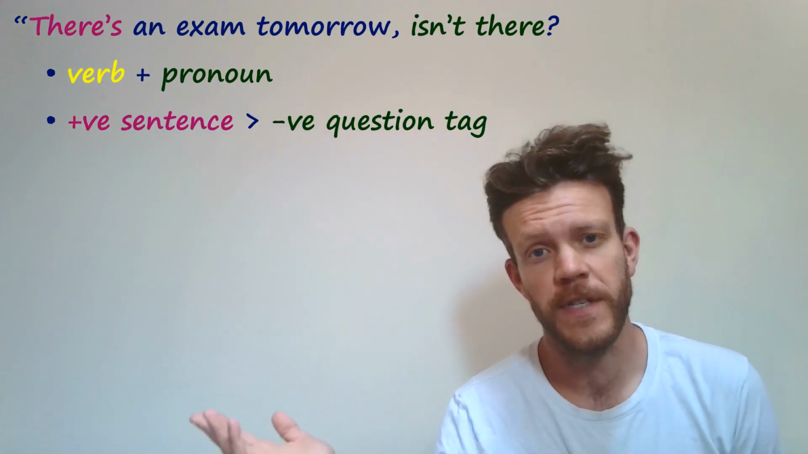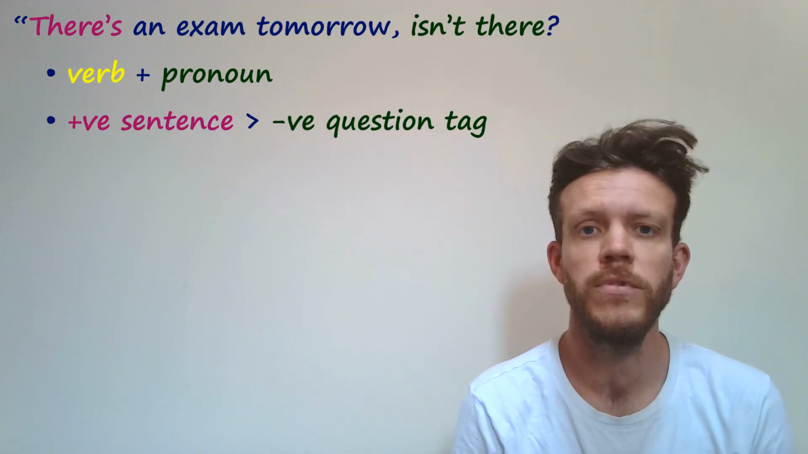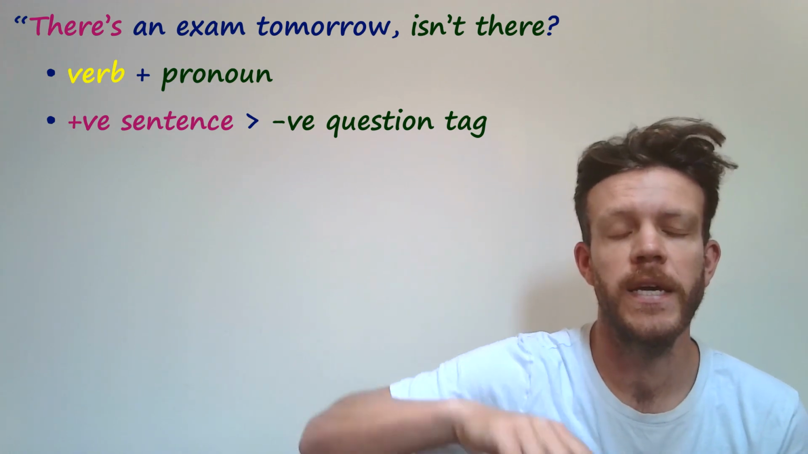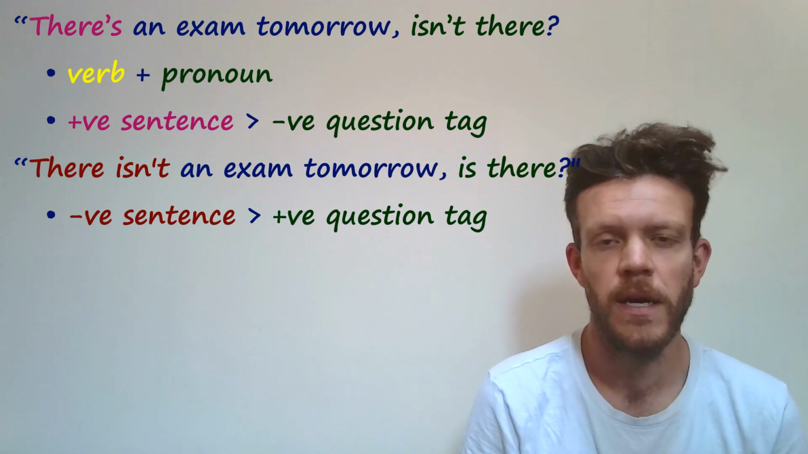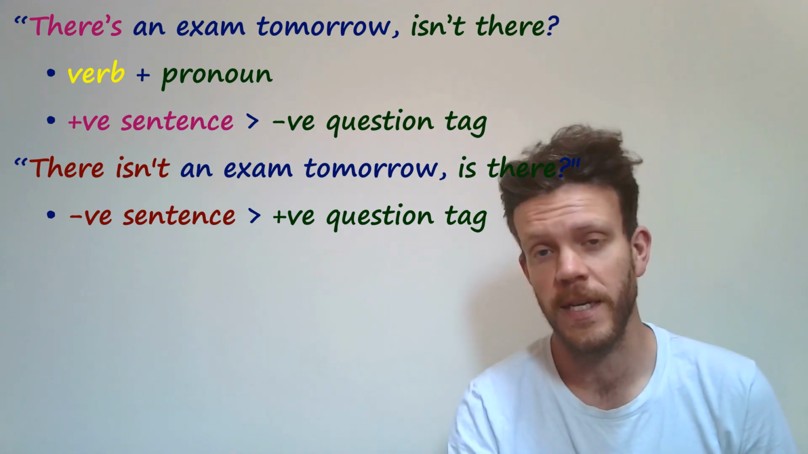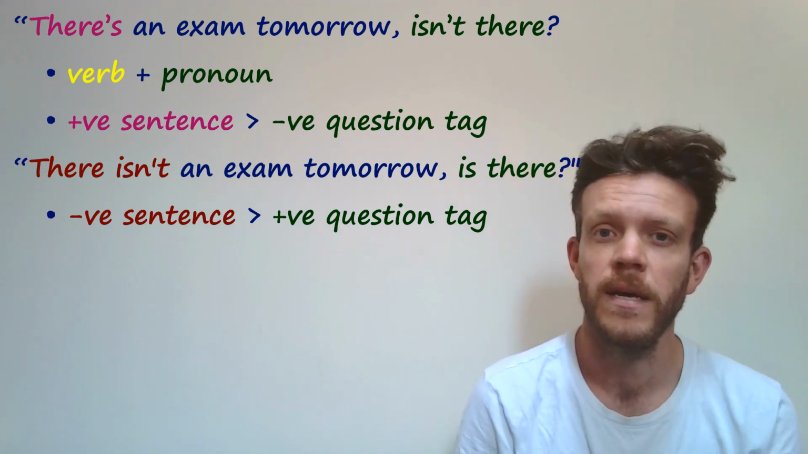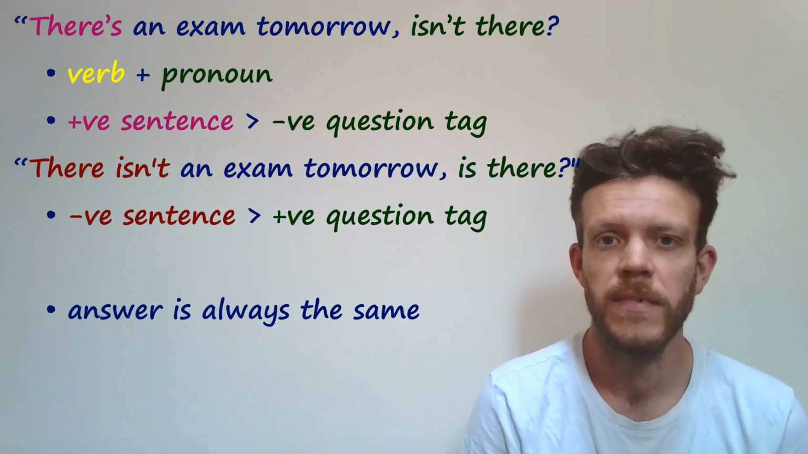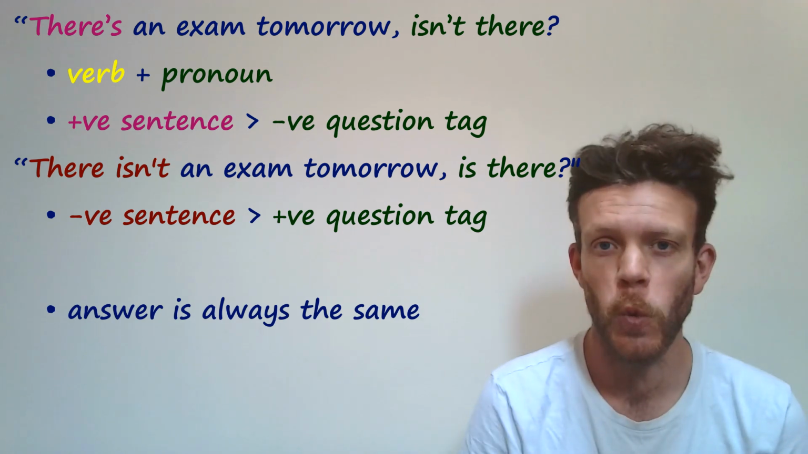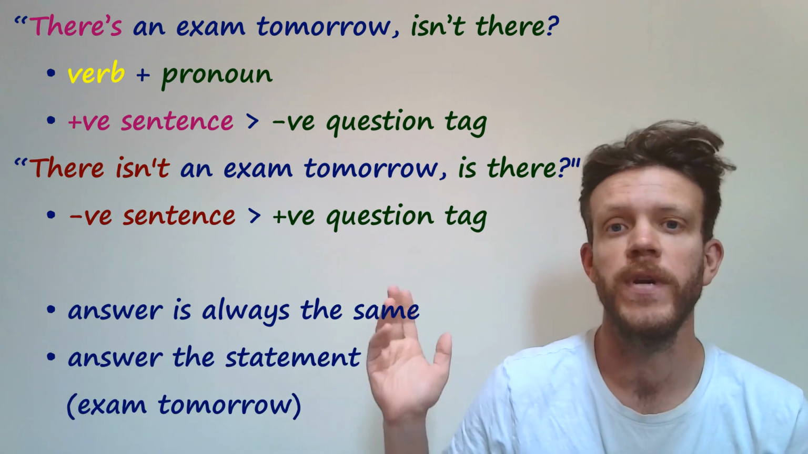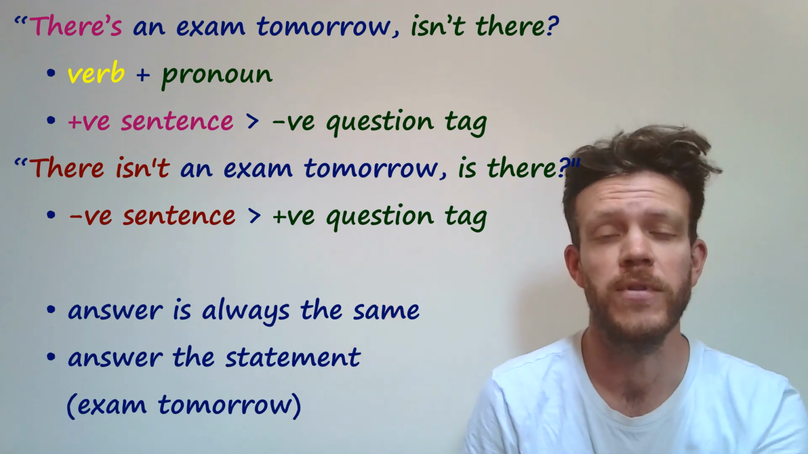If there's a positive sentence, like the example, you're going to use a negative question tag. If it's a negative sentence, use a positive question tag. For example, there isn't an exam tomorrow, is there? The key thing here is it doesn't matter which one you do, the answer is always the same. You're answering the statement, an exam tomorrow.